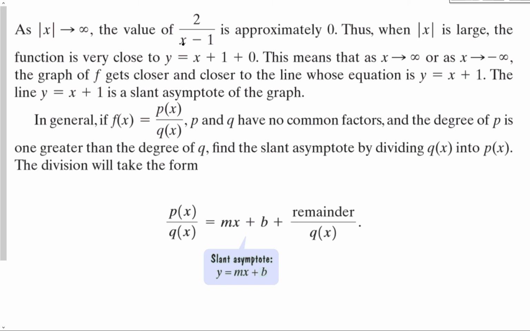So in general, if f of x is equal to p of x over q of x, and p and q have no common factors, and the degree of p is 1 greater than the degree of q, you can find the slant asymptote by dividing q into p and ignoring the remainder.